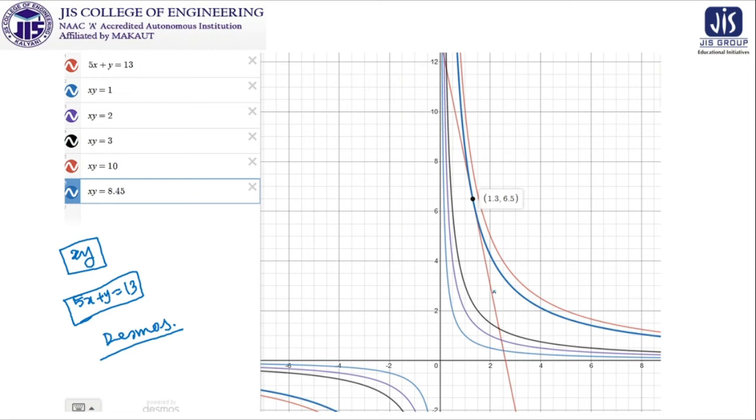This is the straight line, which is actually 5x plus y is equal to 13. And all these are nothing but xy. It is xy equal to 1. Then the next one is xy equal to 2. Then the next one is xy equal to 3, and so on.